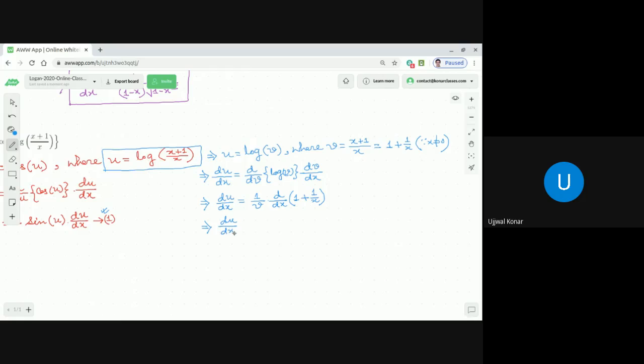So this implies du by dx is equal to 1 by v. 1 by v means what? If v is equal to x plus 1 by x, then 1 by v should be x by x plus 1, into d by dx of 1 plus 1 by x. That means d by dx of 1, plus d by dx of 1 by x, that means x to the power minus 1. Technique? Absolutely clear?